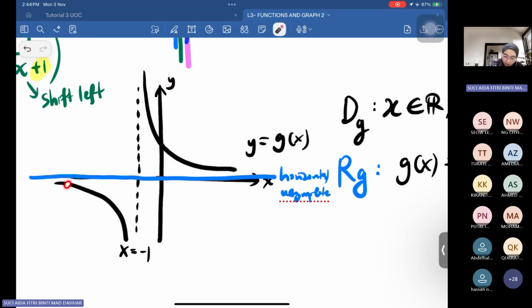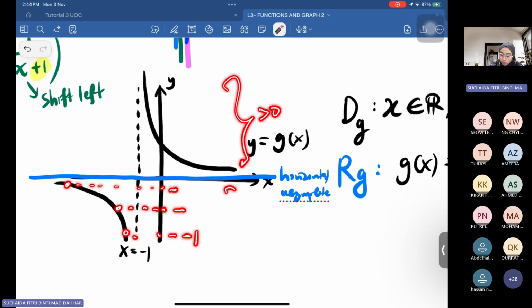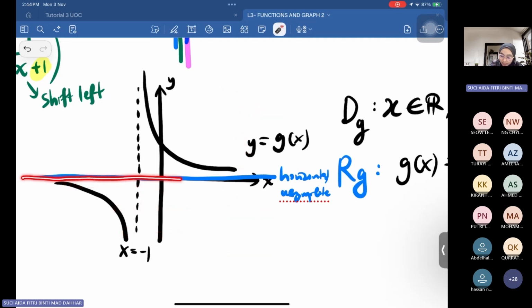Meanwhile, on this side, what's the y value here? It's negative. What's the y value here? Negative. All these y values down here are all negative. Above, they are all positive. Below, they are all negative. But do we have any point that's exactly lying on the x-axis? None. That's why our y cannot be equals to 0.